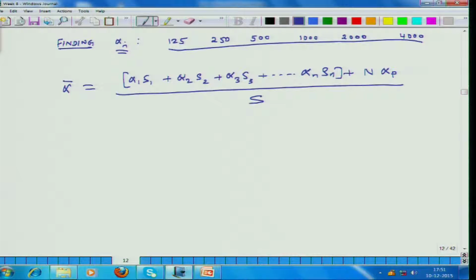Here alpha P is the absorption coefficient of a person, and N is the number of persons. The definition of S does not change, it is still S1, S2, S3 till Sn, but in the numerator we have this extra term. People have taken measurements on these parameters also. So let's look at that.